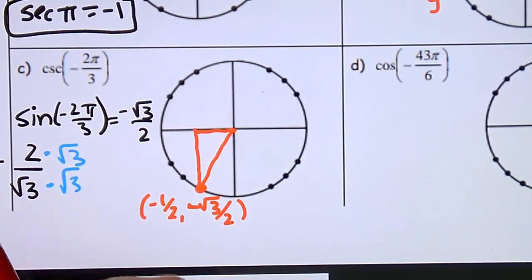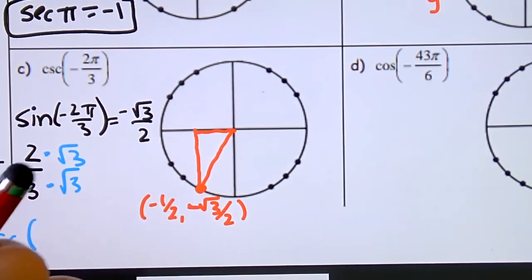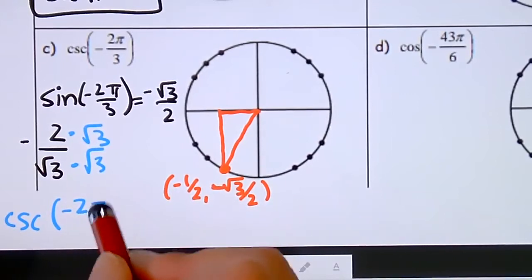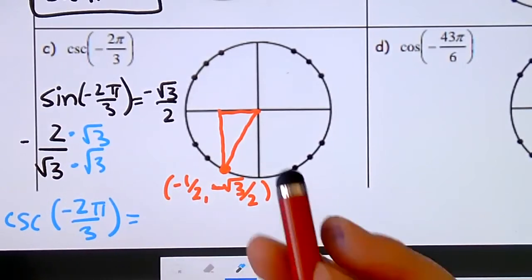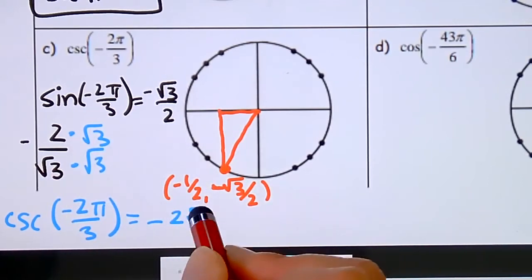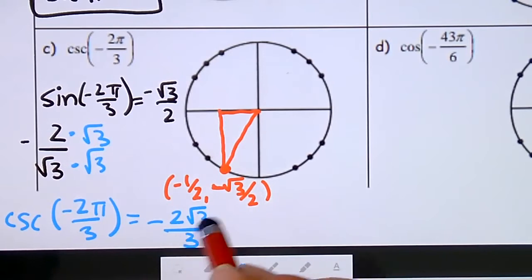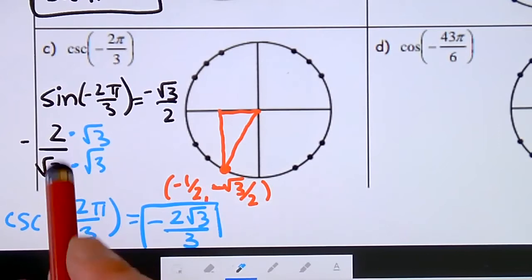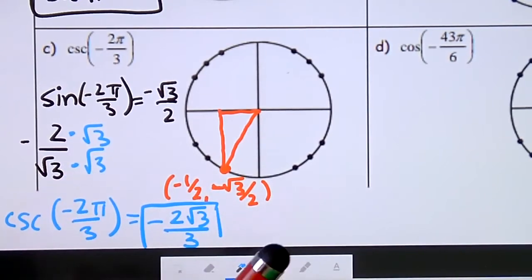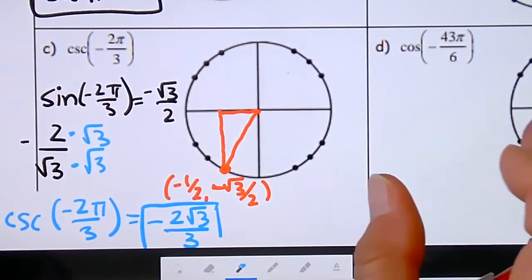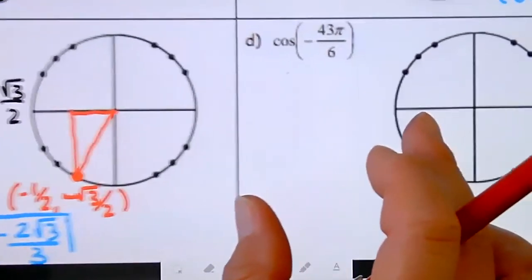And when I do that, my answer, cosecant of -2 pi thirds, is equal to negative 2√3 on top, and √3 times √3 is 3. And that's your answer. Okay, and again, a lot of us have been doing a lot of this rationalizing, so we can kind of do it in our heads. That's great. But I do want to see the coordinates of that.